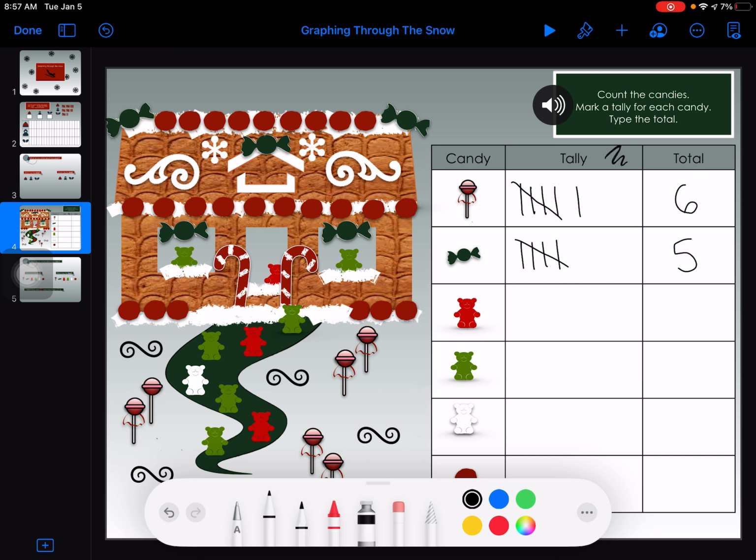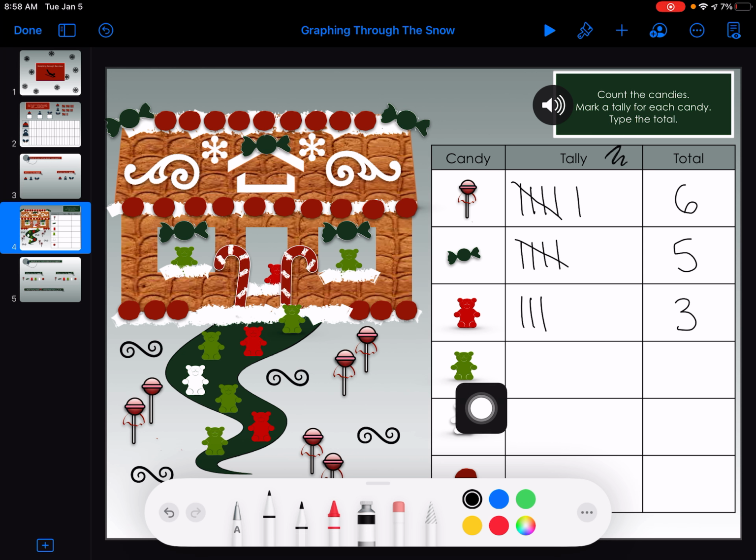Great job. I want you to help me with this next one. Will you count the red gummy bears with me? Let's start here. Ready? 1, 2, 3. 3. Now I need to draw 3 tally marks. Will you hold your finger up and draw 3 tallies with me in the air? 1, 2, 3. Great job. Now I'm writing 3 in standard form.